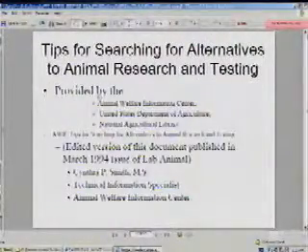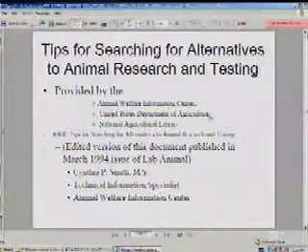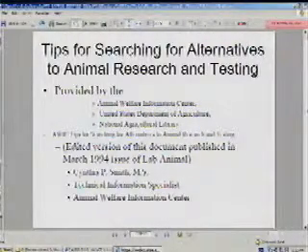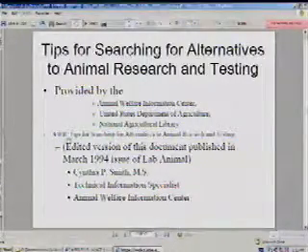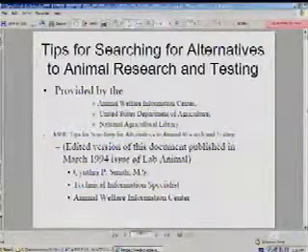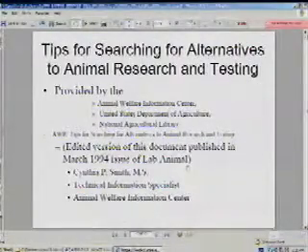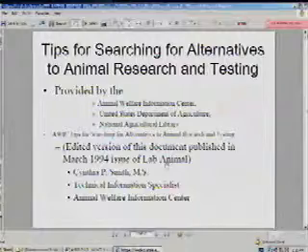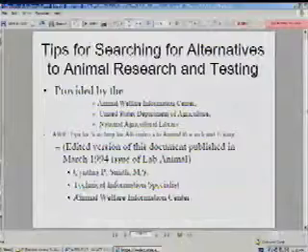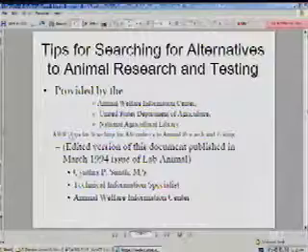These were provided by the Animal Welfare Information Center, the United States Department of Agriculture, the USDA, and the National Agricultural Library. The AWIC tips for searching for alternatives to animal research and testing was another source of assistance in that. The edited version of this document is published in the journal Lab Animal by Cynthia P. Smith, Technical Information Specialist at the Animal Welfare Information Center, this acronym AWIC.